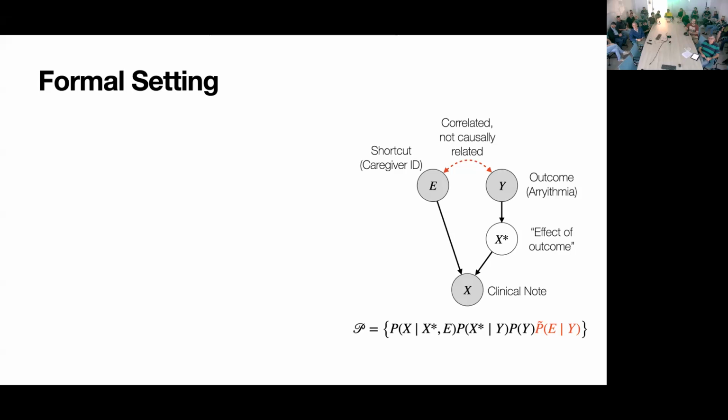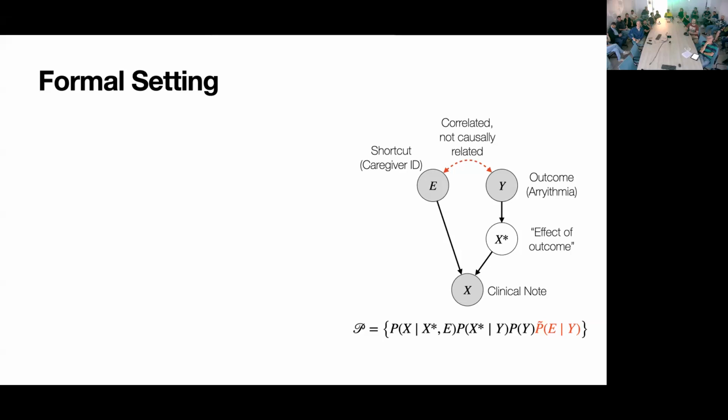But we also imagine this unobserved variable, which I'm going to call X star. It's going to be the effect of the outcome. You can think about this as the portion within the text that is causally relevant to the outcome. So it should not contain style, but it should contain any clinically relevant information within the note. And we're going to try and get the model to only learn X star, without the other portions of X that might be coming from this unwanted relationship.